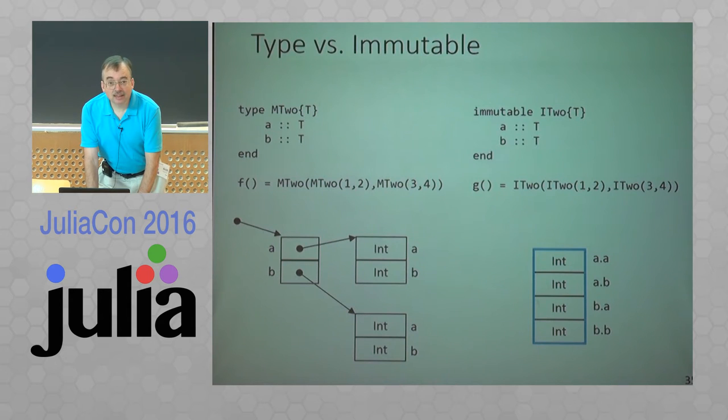The difference between a type and a bit type? Yeah, bits types are the immutable.